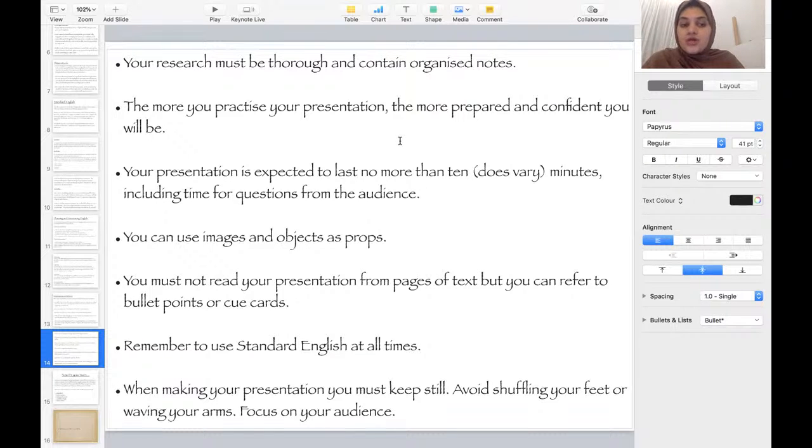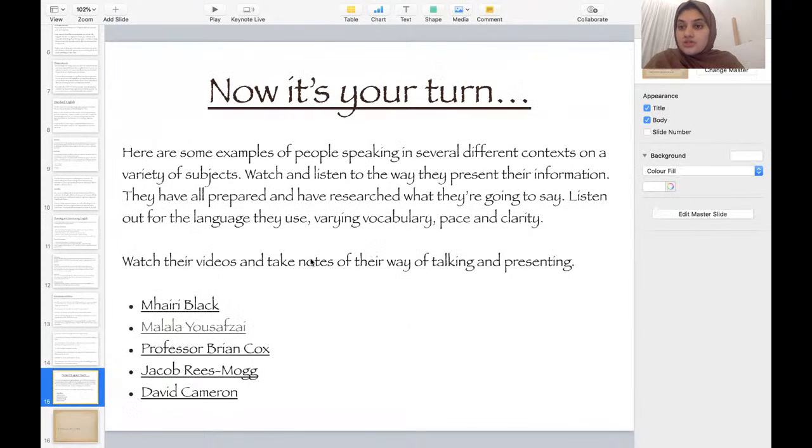So you can use images and objects as props. You must not read your presentation from pages of text, but you can refer to bullet points or cue cards. Remember to use standard English at all times, and when making your presentation, you must keep still and avoid shuffling your feet or waving your arms. Focus on your audience. Okay, so now it's your turn.